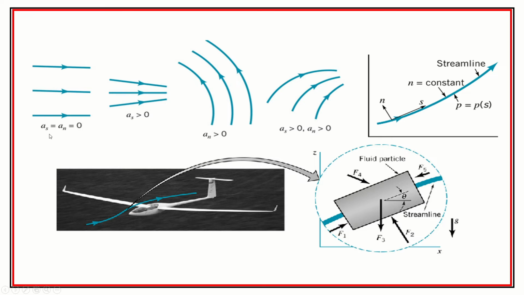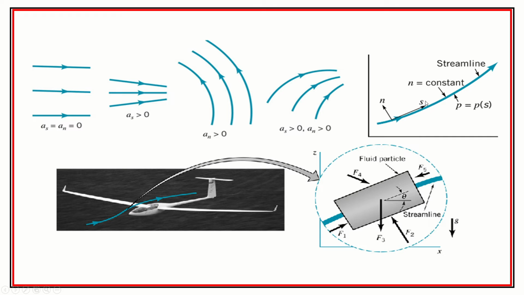The acceleration along the streamline and normal to it are equal to 0 if the streamlines are parallel. If they start to converge, the streamlines get closer together, which implies there's acceleration along the streamline. If they're parallel and curving, the normal acceleration would definitely be greater than 0. And if they're curving and merging at the same time, then both the acceleration along the streamline and normal to it are greater than 0.